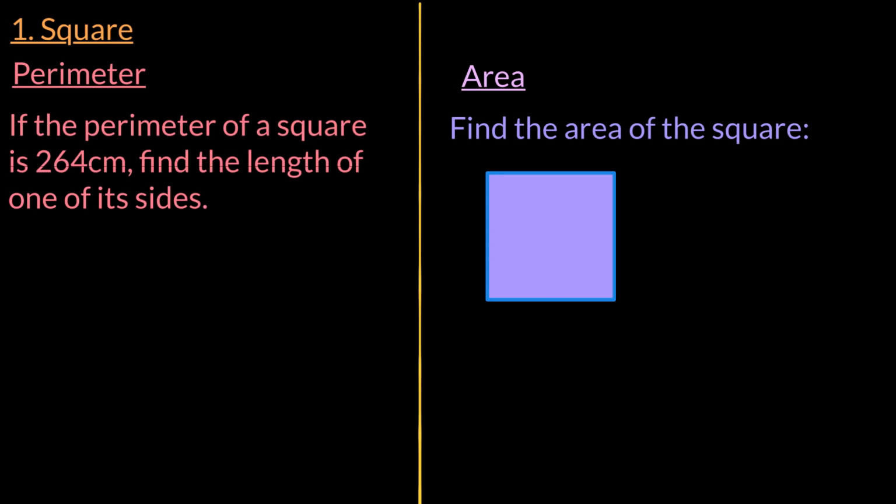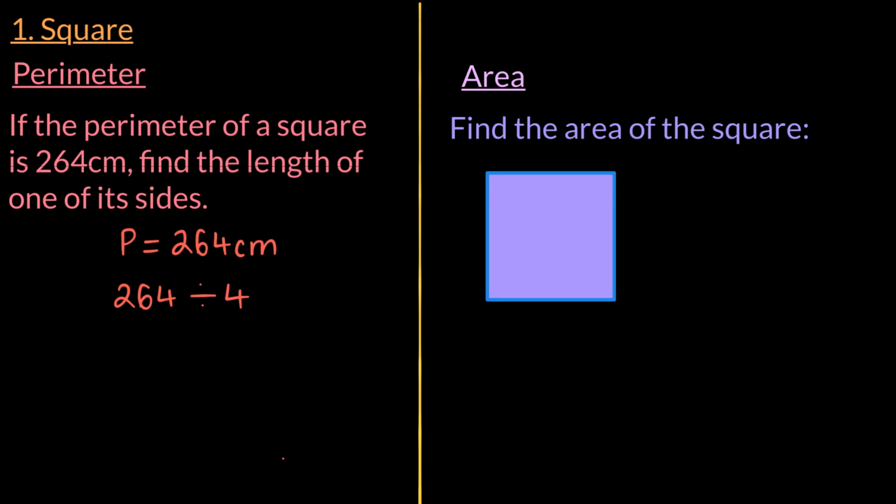So each slide for square, rectangle and triangle is going to be split down the middle, and one side is going to be a perimeter question and one side is going to be an area question. So the first one says, if the perimeter of a square is 264 centimetres, find the length of one of its sides. And we know that in a square, all the sides have the same length. So if the perimeter of the square is 264 centimetres, then the length of just one of those sides has to be 264 divided by 4.